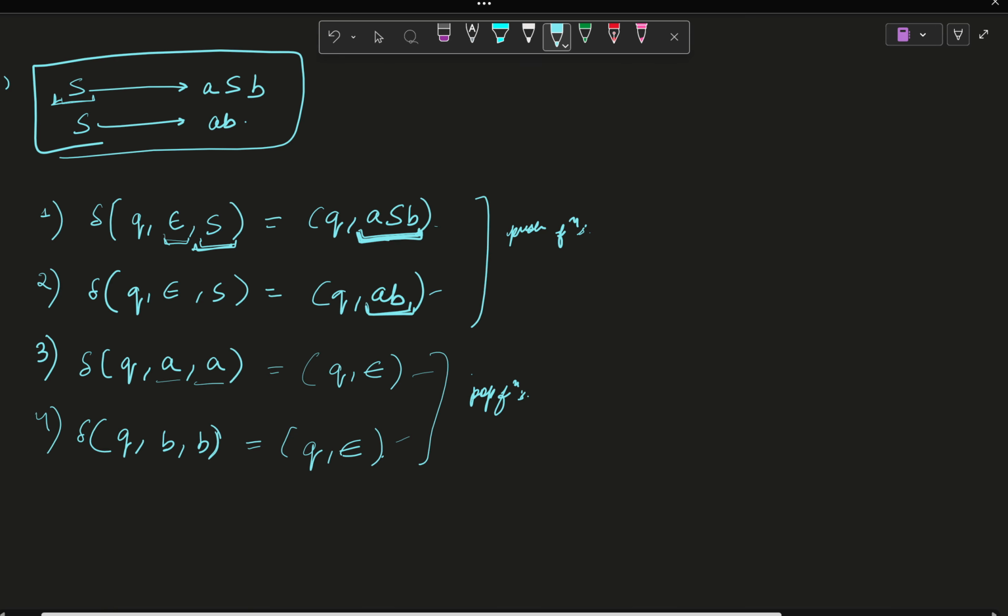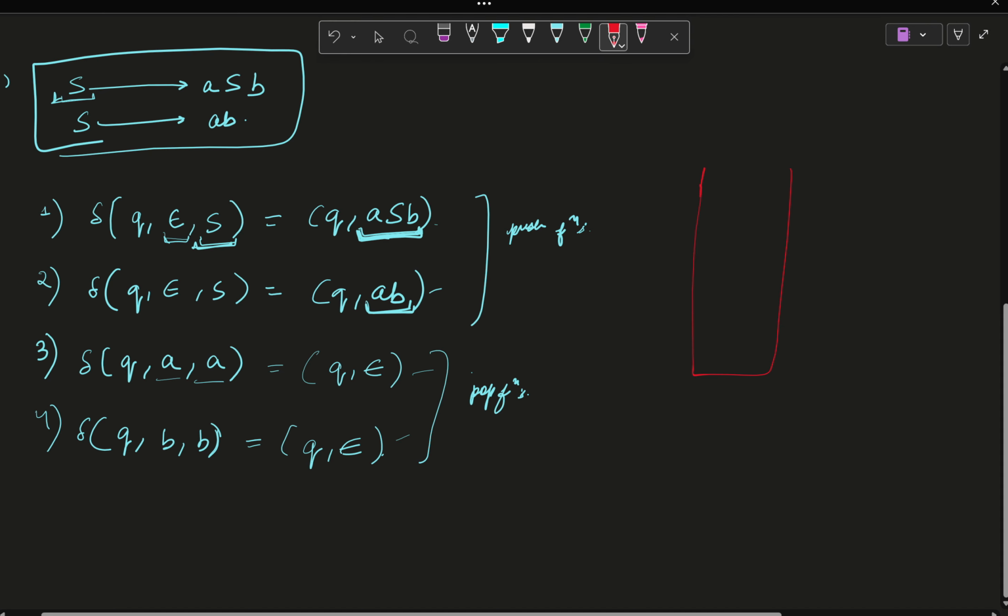We have already defined the production rules, which was the tough part. Now let's come on to the easy one. So this is our PDA, this is our stack for the PDA. Now let's see how it works.